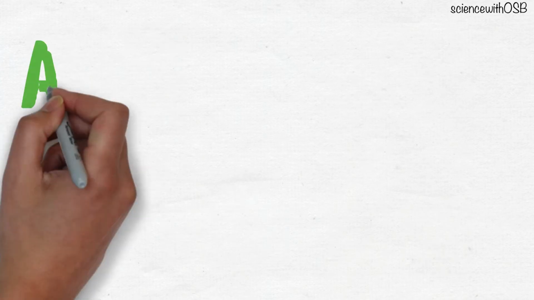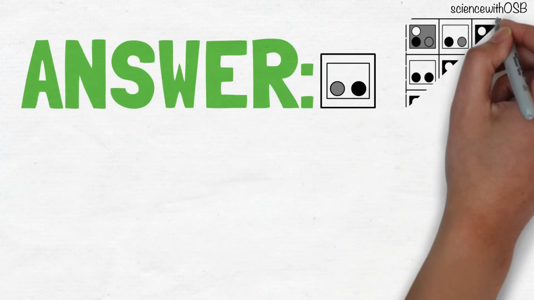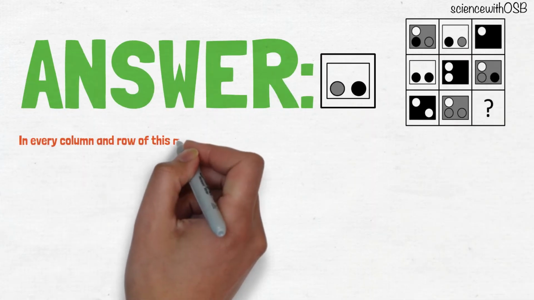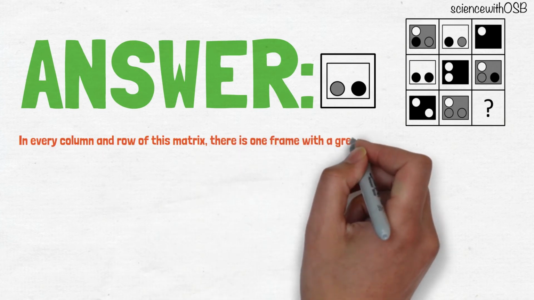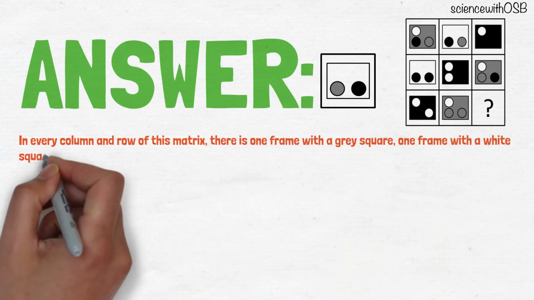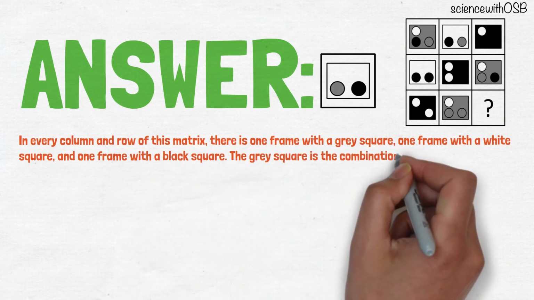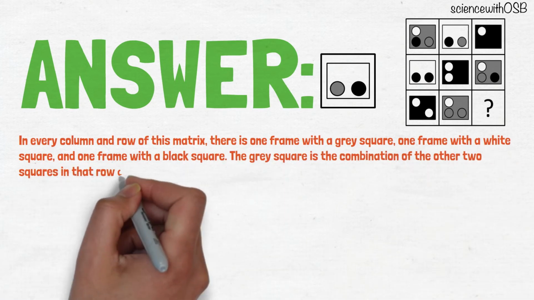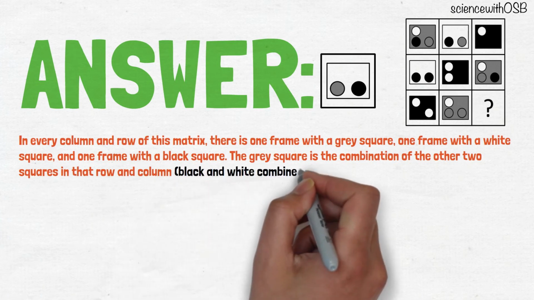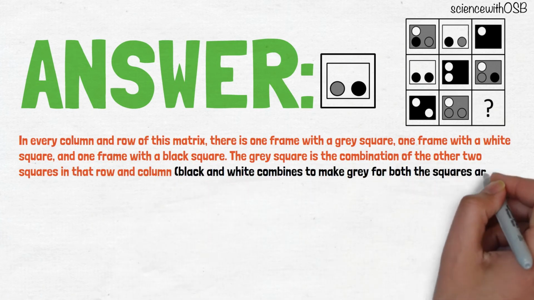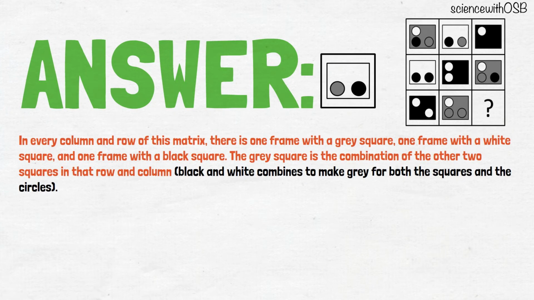The correct answer to this question is option 4. In every column and row of this matrix, there is one frame with a gray square, one frame with a white square, and one frame with a black square. The gray square is the combination of the other two squares in that row and column. Black and white combines to make gray for both the squares and the circles.